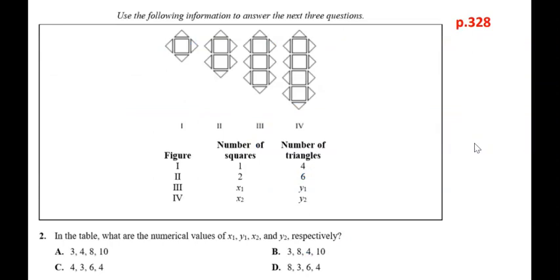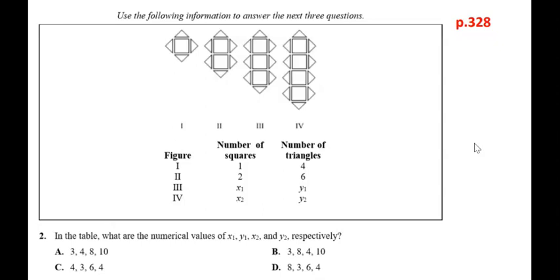Question number 2 on page 328 is one that often gives difficulty just because of the way it's laid out. So I'd like to take a look at this question and possibly question 3 and 4 as well. They're all based on this visual information. So what we have here is kind of a banquet set up with tables and chairs.